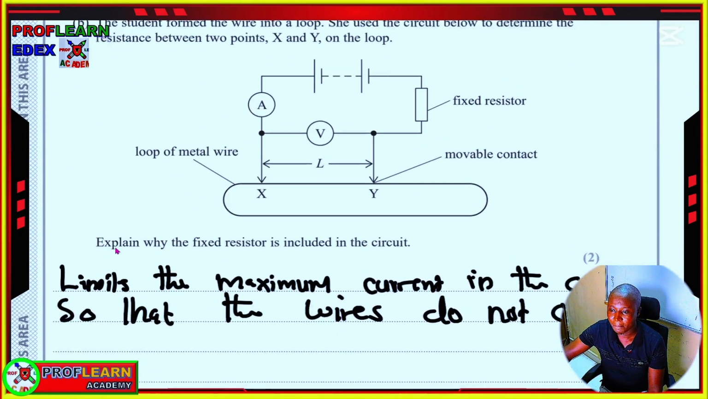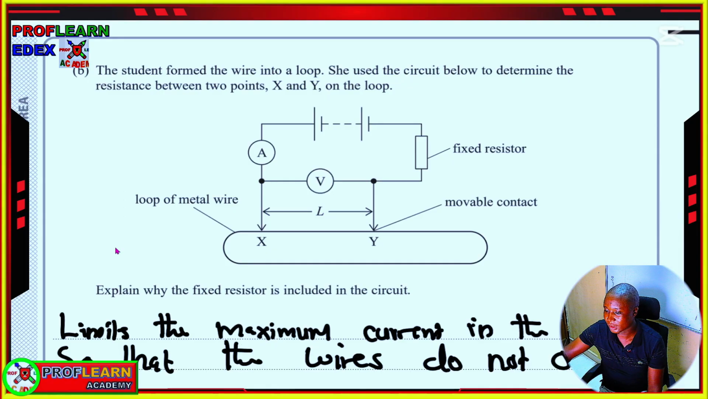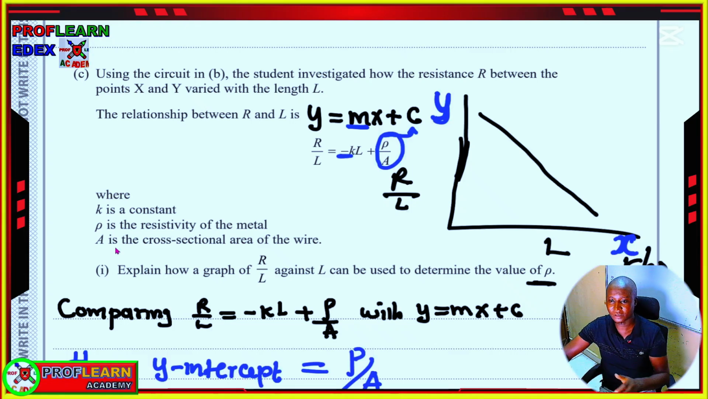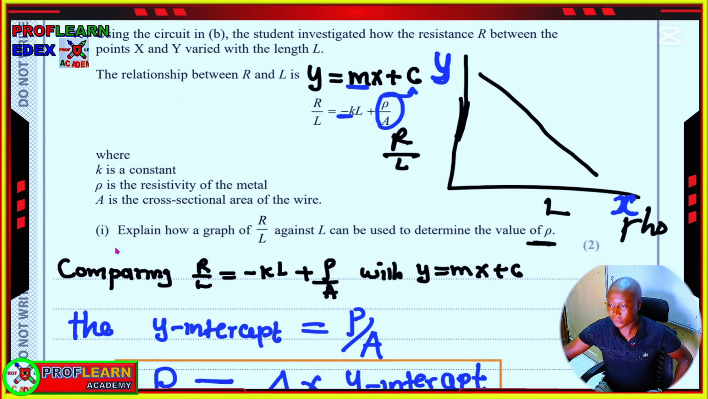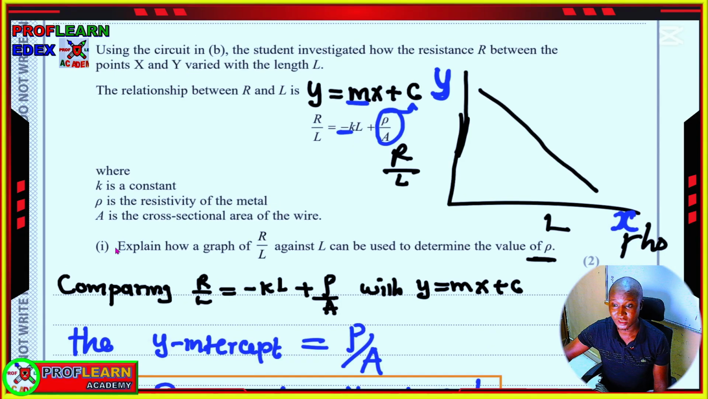We have part B. We are supposed to explain why the fixed resistor is included in the circuit. In this case, it is to limit the maximum amount of current flowing through the circuit, so that we can prevent overheating in the system. Another type of question that you really need to prepare for is how to find quantities from a graph and also drawing graphs.